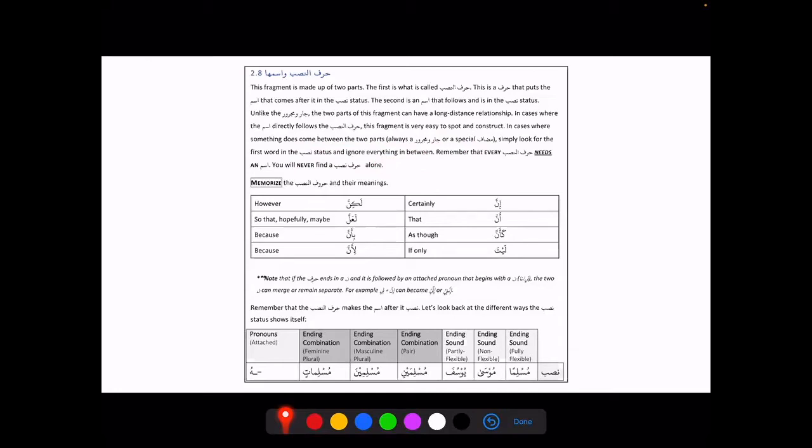Remember that every harfu nasab needs an ism, and you will never find a harfu nasab alone. And what are harfu nasab now? Inna means certainly. Anna means that. Ka anna means as though or as if. Laita, if only. So this is a regret.